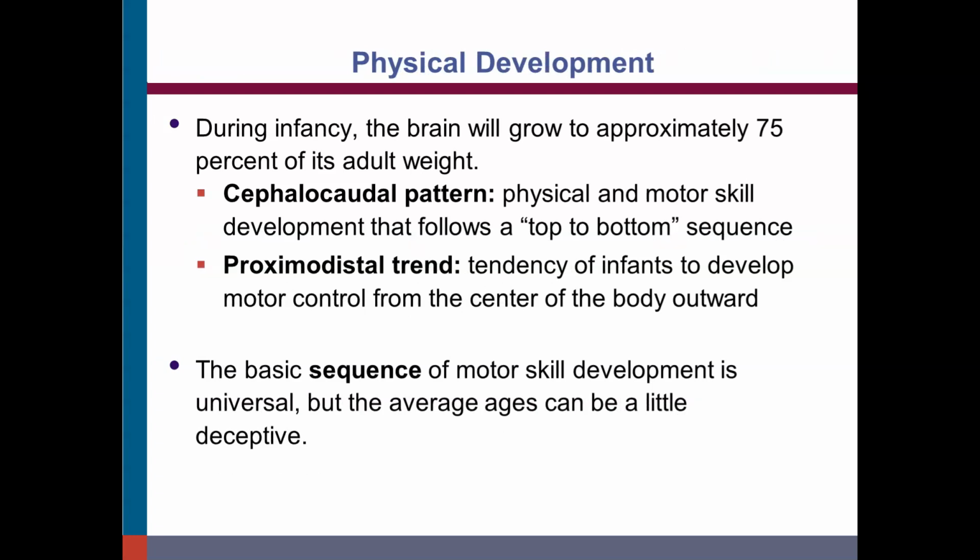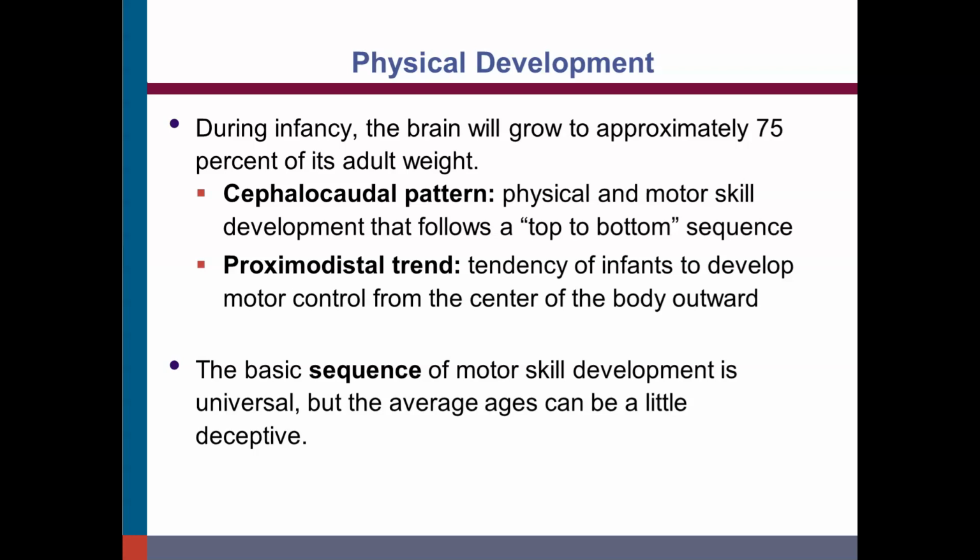Okay, and so here are some important facts that I would like to make you aware of, and you may find this kind of interesting. The terminology is kind of important here too. So during infancy, the brain actually grows to approximately 75% of its adult weight, which tends to surprise most students. It's like, wow, so as an infant, the brain develops and grows to like 75% of its adult weight.